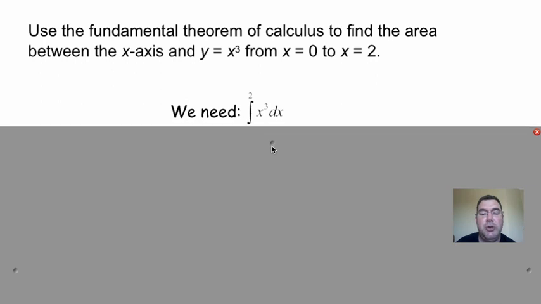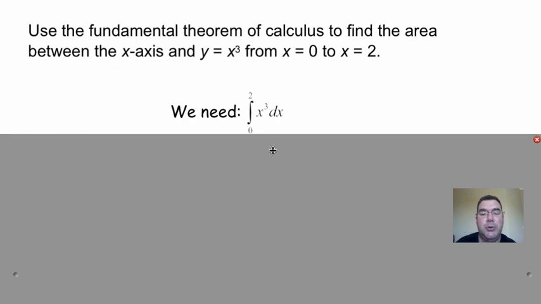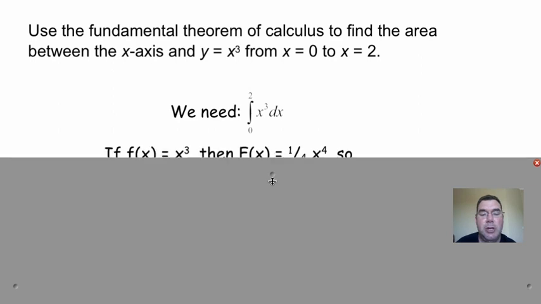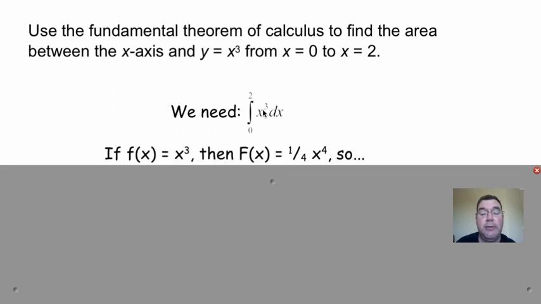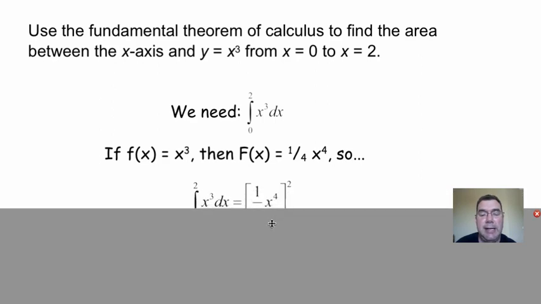So my 0 and my 2 go on top and bottom of that funky s symbol, and x to the third goes inside between the funky s symbol and the dx. All right, so I have to calculate the antiderivative of my function first. The antiderivative of x to the third is 1/4 x to the fourth. Okay, so that's what I have to plug my a and my b into.